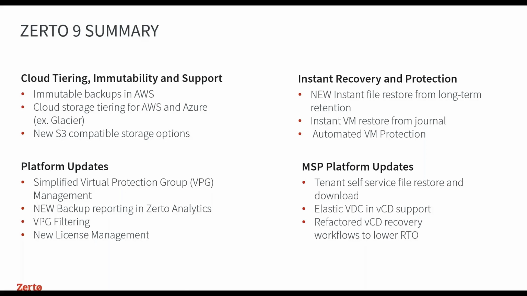We talked about cloud tiering. We talked about immutability, giving you the ability to safeguard your backups in AWS S3 using object locks. We give you the ability to automatically tier your long-term retention copies across the different and more cost-effective storage tiers within our public cloud targets, AWS S3 and Azure Storage Blobs. And of course, giving you the flexibility to use your own S3 compatible storage, like Cloudian, for example.